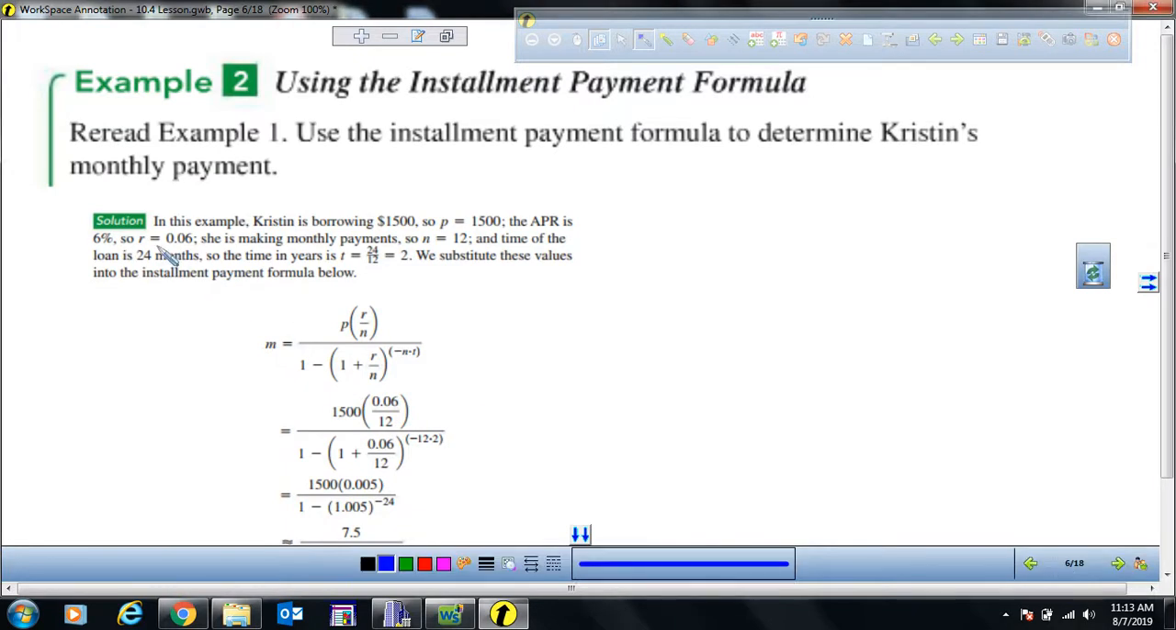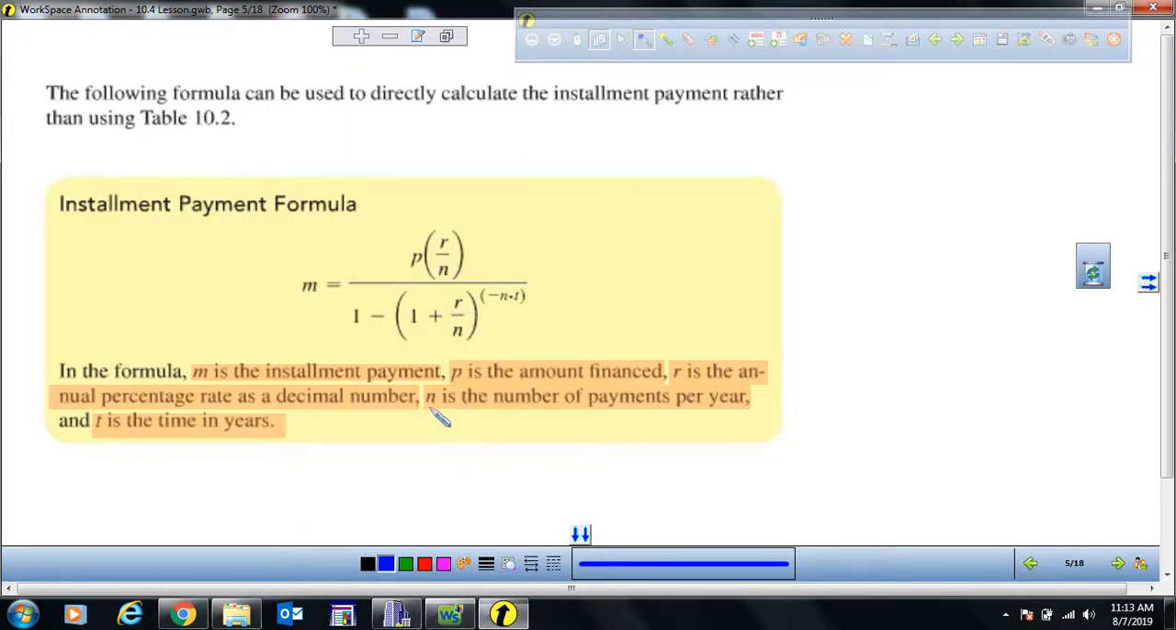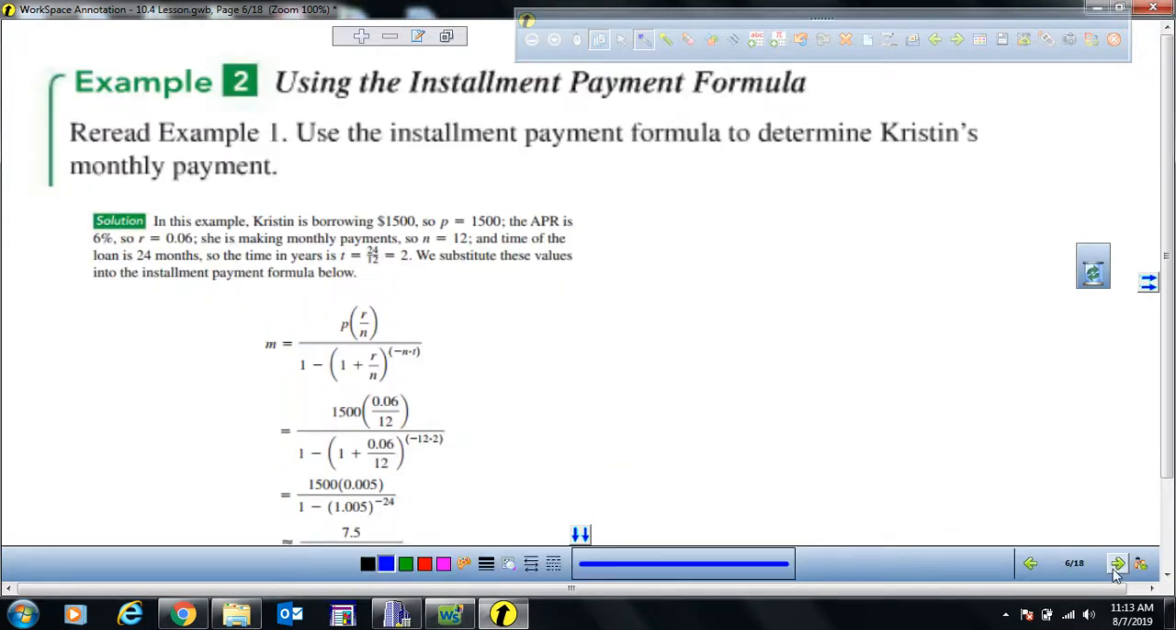Then you're going to divide the 6% by 100, and that's how you change the rate to a decimal, 0.06. She's making monthly payments, so N equals 12. Because N is the number of payments per year. She's making monthly payments, so how many months are there in a year? 12. So that's why N is 12.